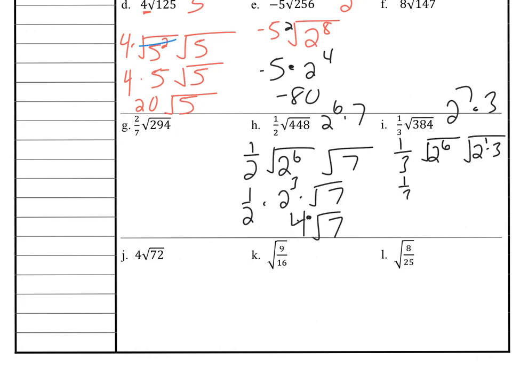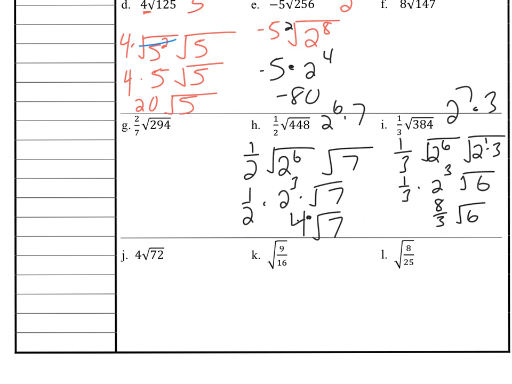So this is going to give us 1/3 times, we half the 6 to make it a 3, and that becomes square root of 2 times 3 is still 6. So that's going to be 1/3 of 8. 1/3 times 8 is 8/3 square root 6. All right, we're going to skip J, move on to K, which is really easy.